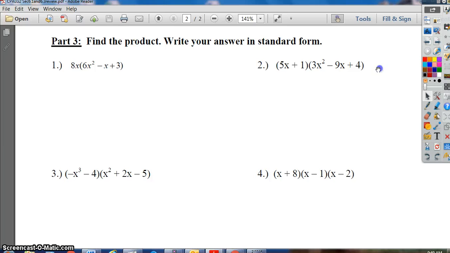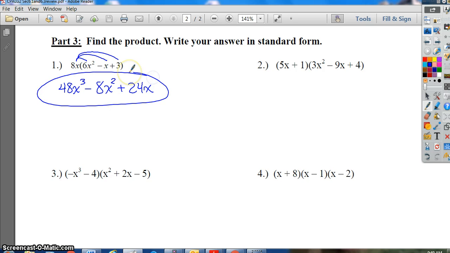Part 3. Now we're actually multiplying, so I'll have to add exponents. So this is distributive property. So 8 times 6 is 48, and this is x to the third minus 8x squared plus 24x. Finished. Okay, they're like terms combined, and it's already in standard form.